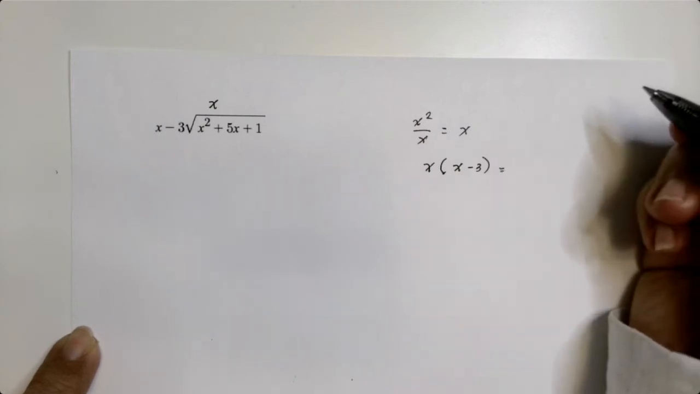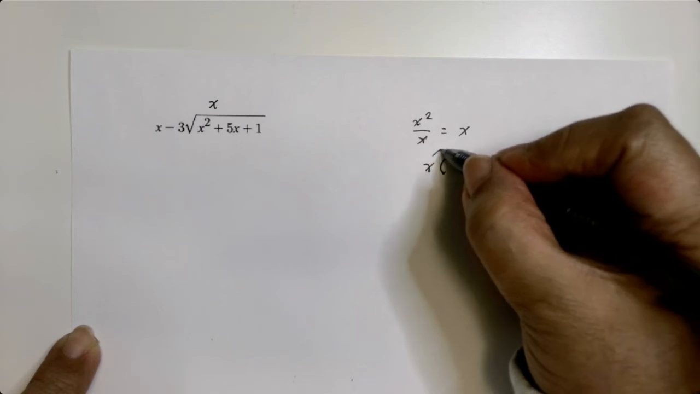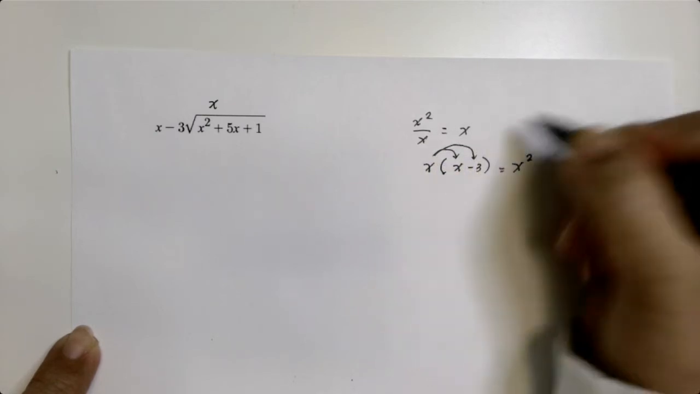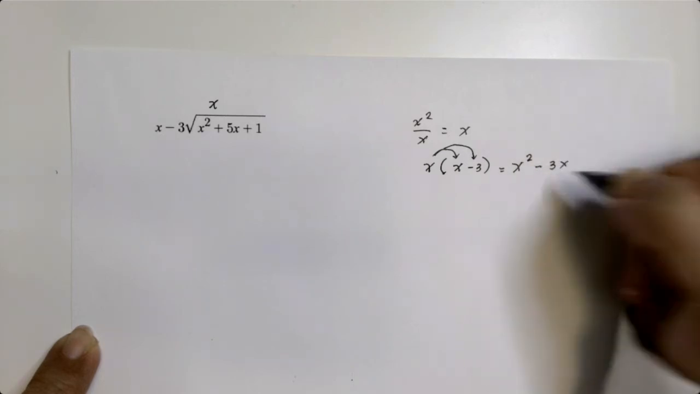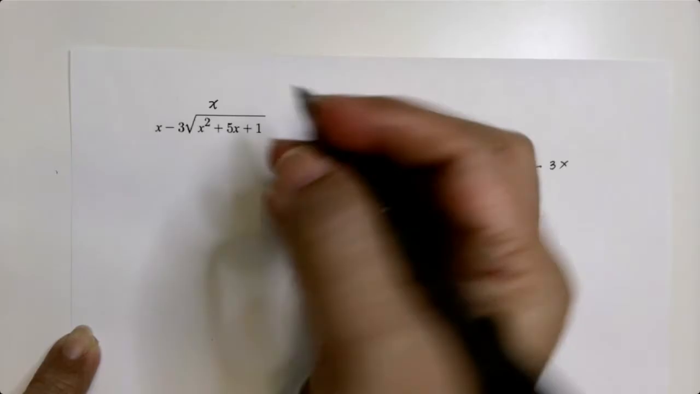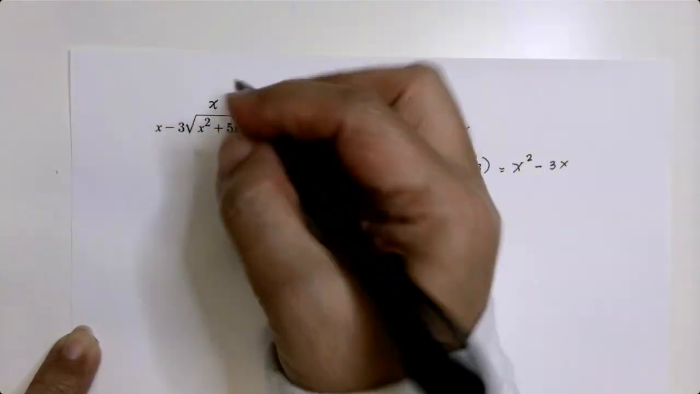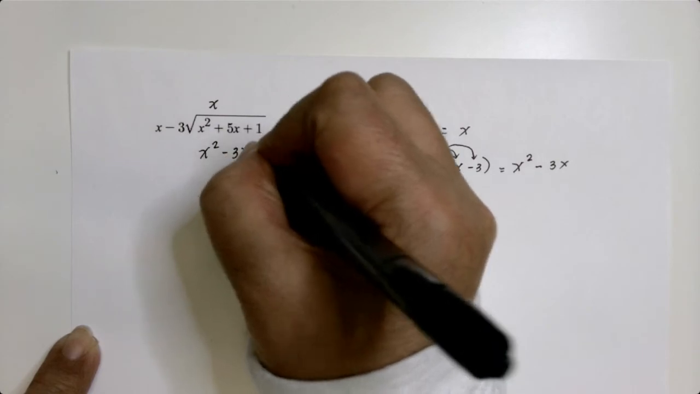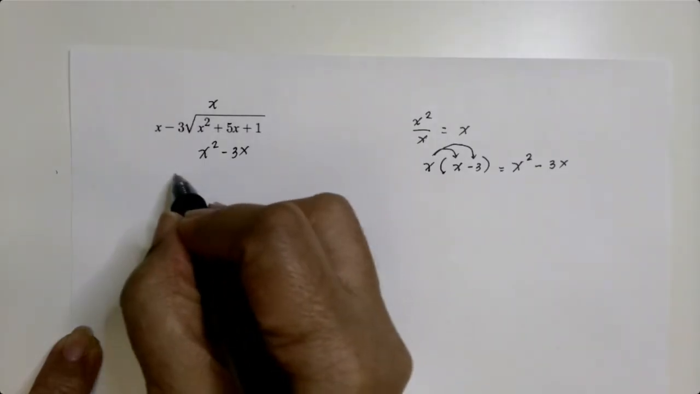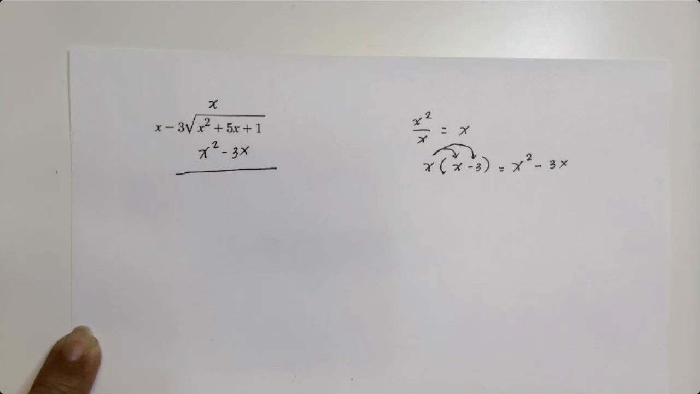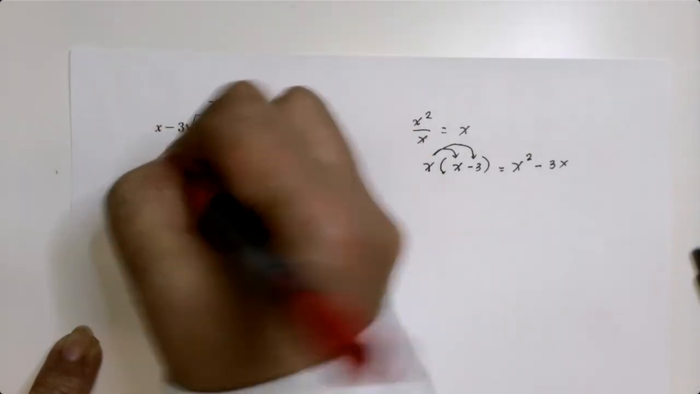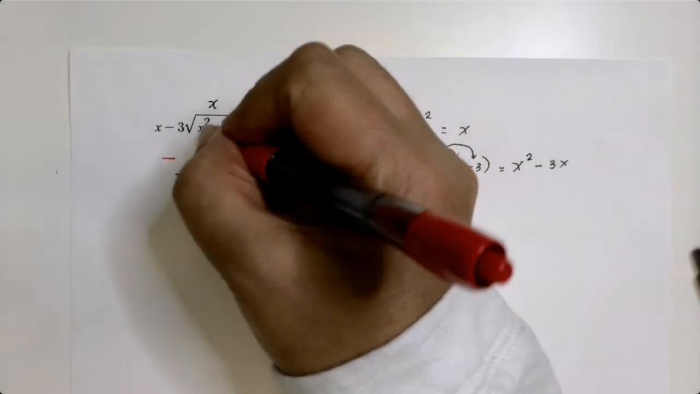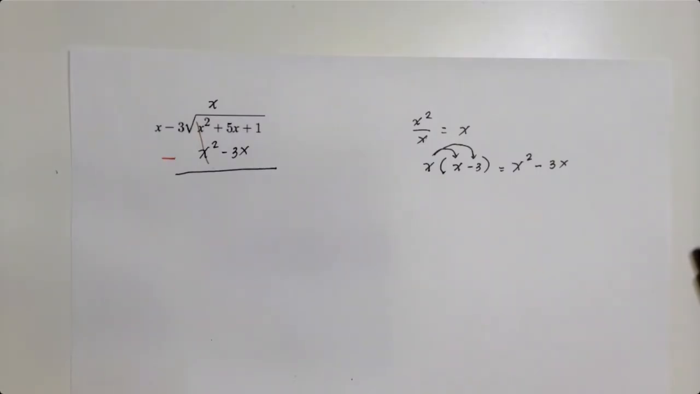Let's perform the distributive property. X times x is x squared. X times negative 3 is negative 3x. That goes right here. So x squared minus 3x. And then we have to subtract. So we have to subtract. X squared minus x squared is 0. That would cancel out.